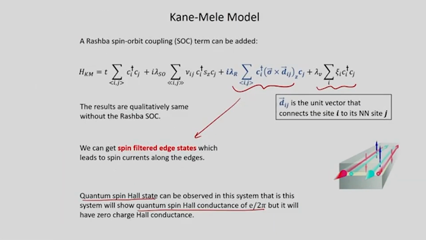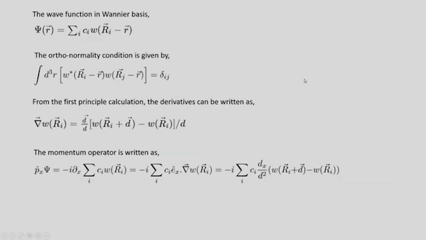Let me try to derive this term that you see here, the lambda R term, and how this sigma cross d_ij and the z component of that is what is important. You have to take note of this z component because we are writing a Hamiltonian whose eigenvalues will give energies. So it cannot be just a vector. It will have a scalar, and that z component makes it a scalar.